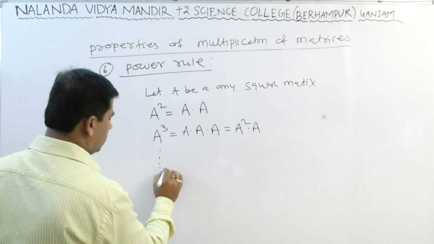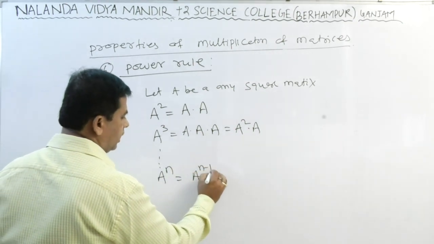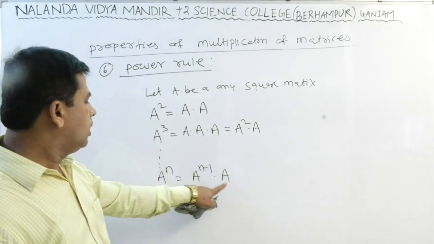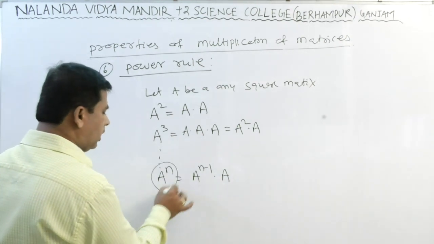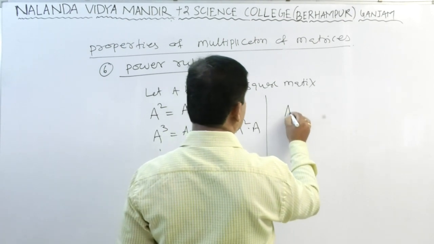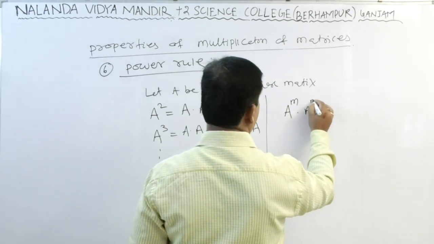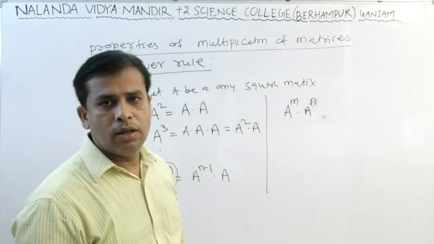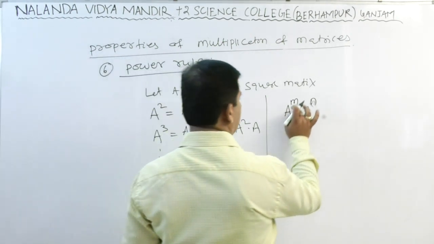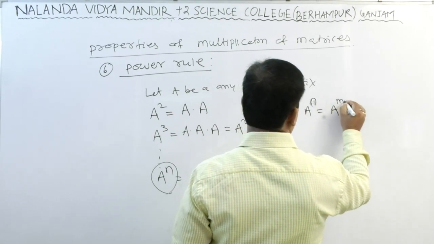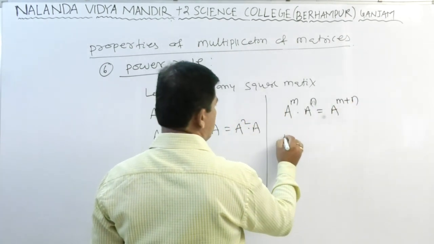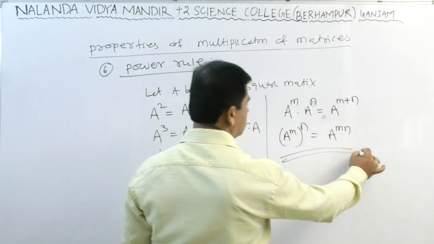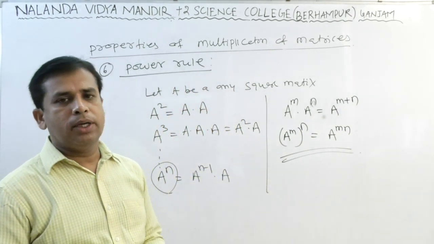In a similar way, A to the power n can be defined as A to the power n minus 1 into A. Now, if m and n are positive integers, A to the power m into A to the power n is equal to A to the power m plus n. And we can write (A to the power m) to the power n is equal to A to the power mn. This property is known as the power rule of matrix multiplication.